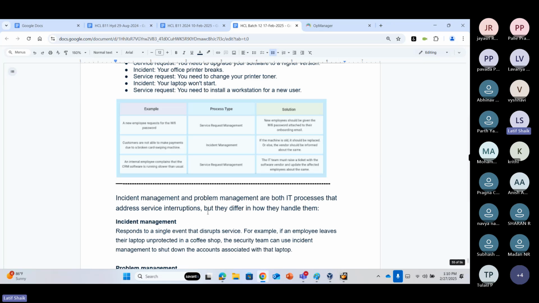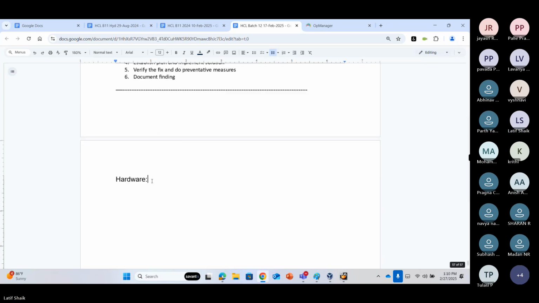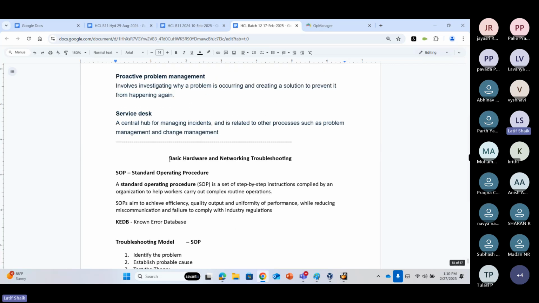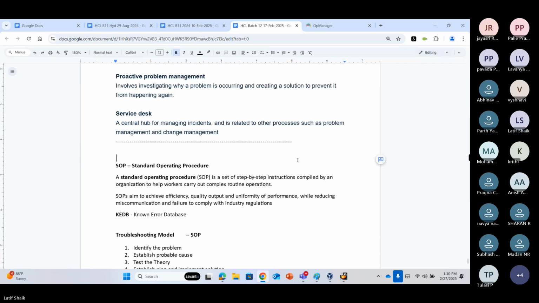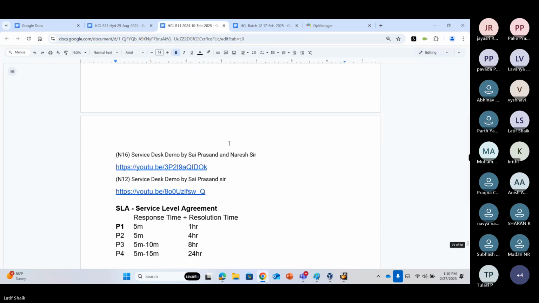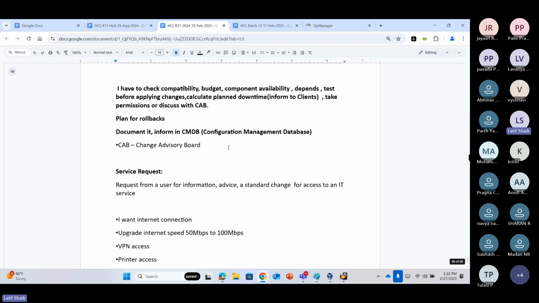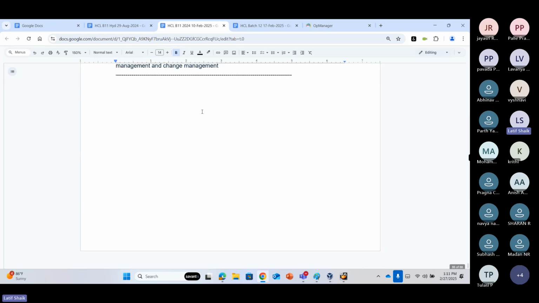Okay, so these are about incident, service management, service request kind of stuff.